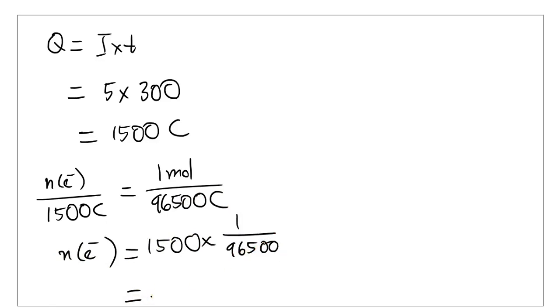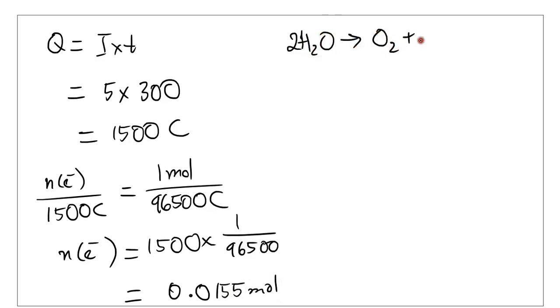Okay, just using the calculator here. Oh, I just did something weird. 5 times, give me a second, 96,500. So 0.0155 mole. I'm going to rewrite the half equation. Please always write the half equation and take your time when you determine the ratio between the electrons and the product, because people always make mistakes in this step.